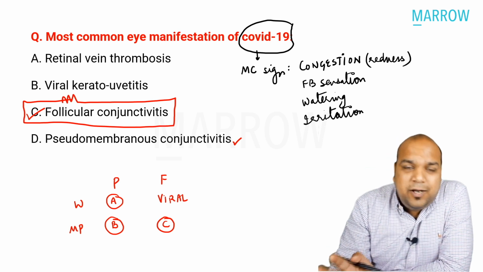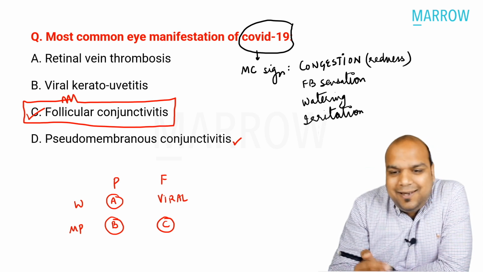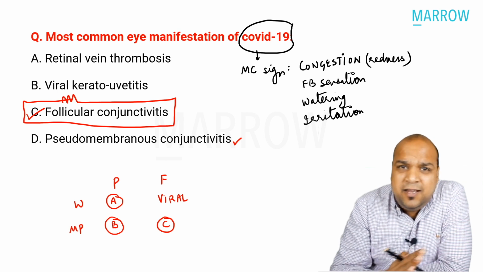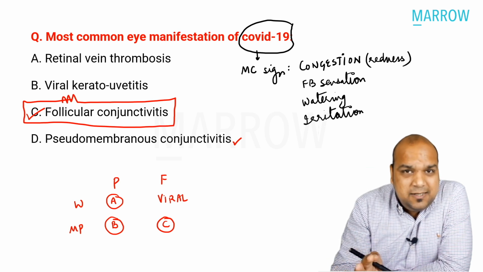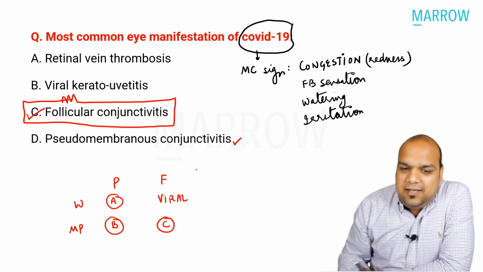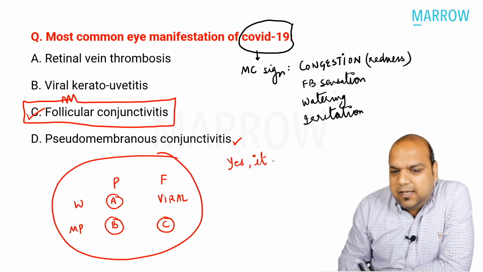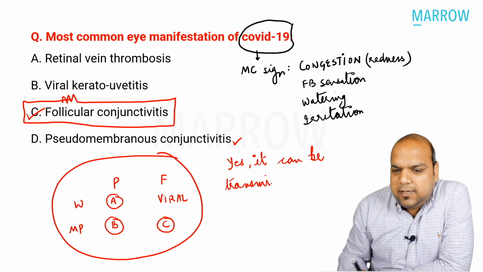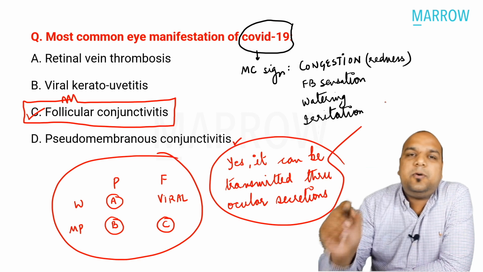So for now, for recognizing COVID-19, please remember the only ocular manifestation to keep in mind is congestion, foreign body sensation, watering, irritation, signs and symptoms indicative of follicular conjunctivitis. Yes. Can it be transmitted? There is no conclusive answer, but yes, it can be transmitted through ocular secretions. That is what the consensus is. So, as a clinician, we have to be careful about this, everybody.